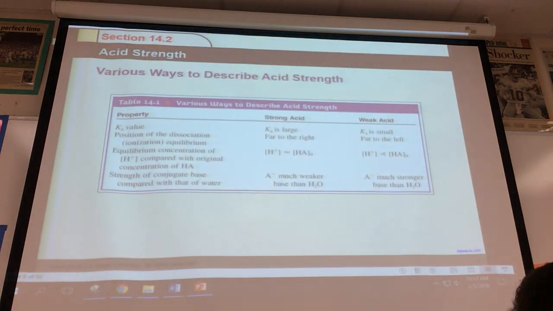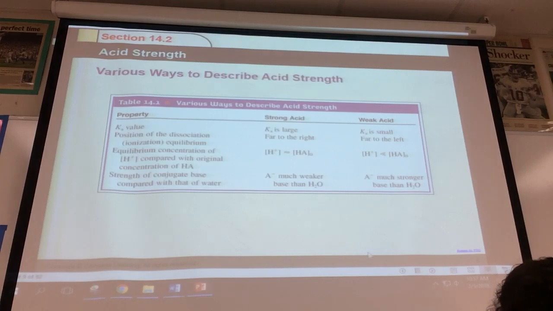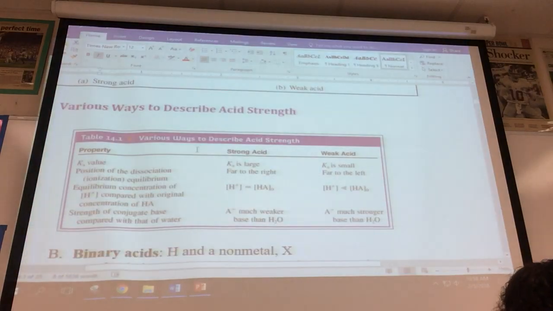No difference? Oh. Yeah. The Ka value for a strong acid is large, typically going to be greater than 1. Weak acid is small, times 10 to the negative exponent. Percent dissociation, far to the right for strong, far to the left for weak. Concentration of proton and acid is going to be the same for strong. The proton concentration will be considerably less for weak, and we'll learn how to calculate that later in the week. Strengths of conjugates, strong acids have weak conjugate bases, weak acids have stronger conjugate bases. So those are some key comparisons between the two.